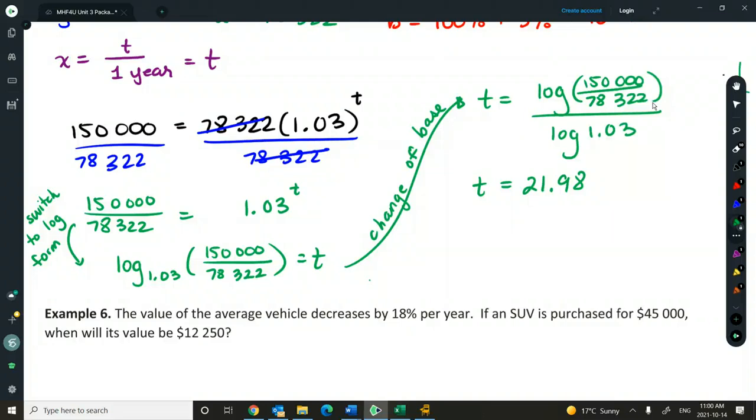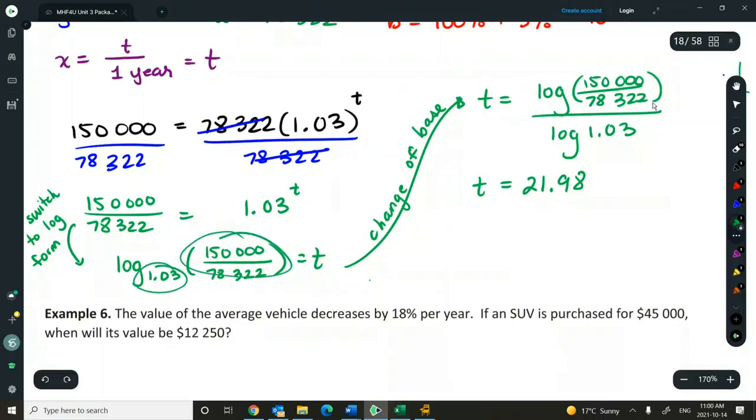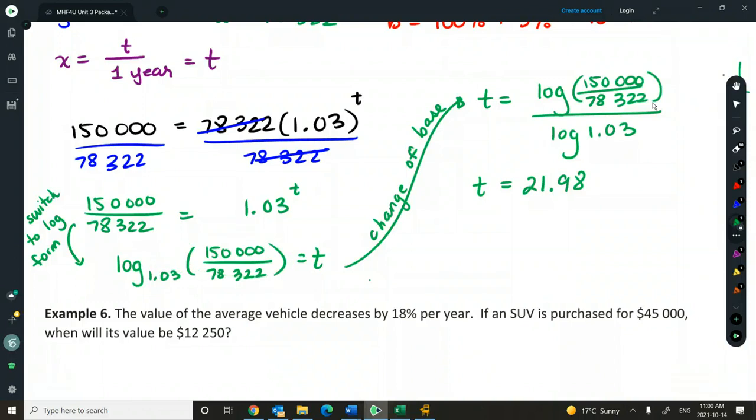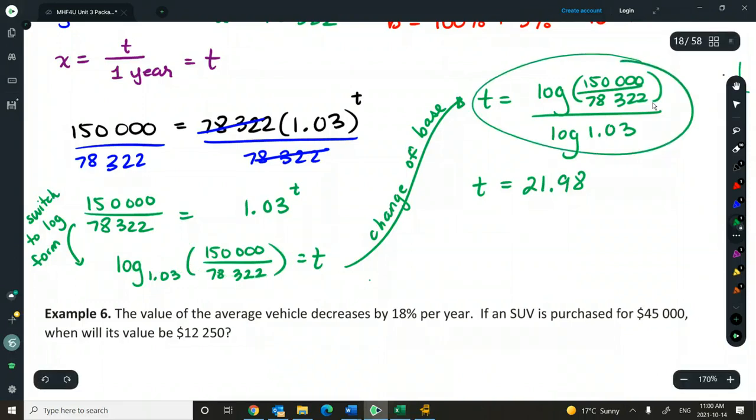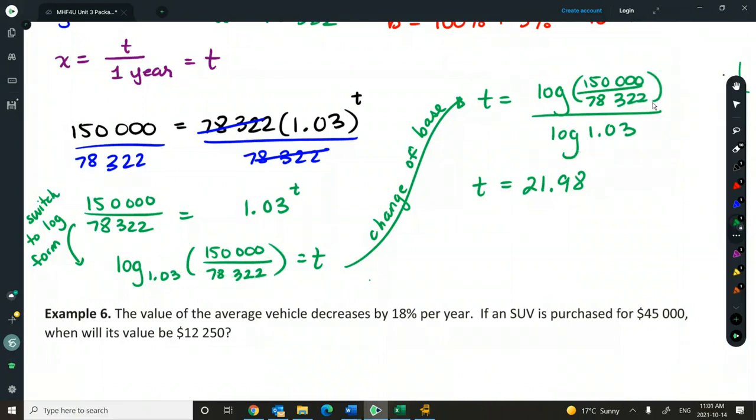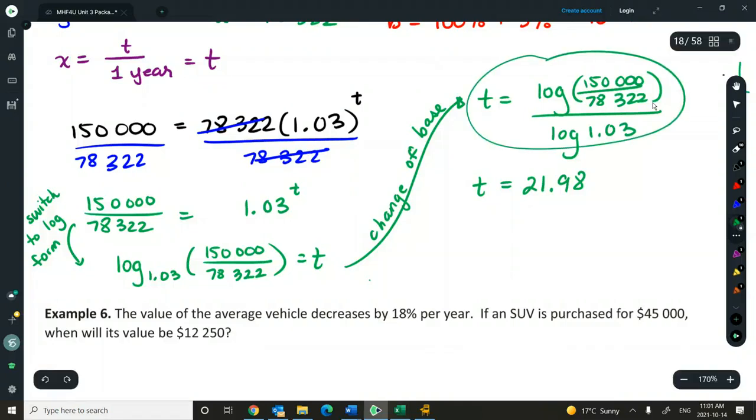Okay, so I used the switching format. So we switched from exponential into logarithmic form. Then I used change of base. So log of this over log of the base. You should have gotten this no matter which way you used. If you used power rule, you would have logged both sides. You would have brought the t down, and then you would have divided out the log of 1.03. So either way, you would have ended up at this point.